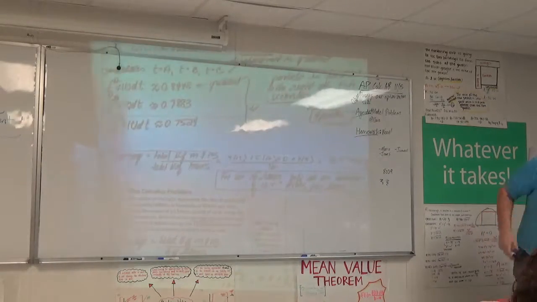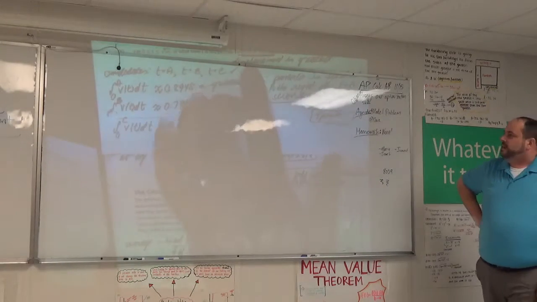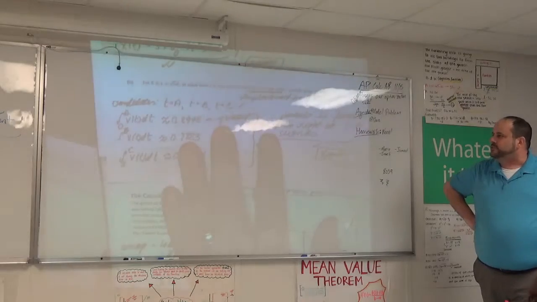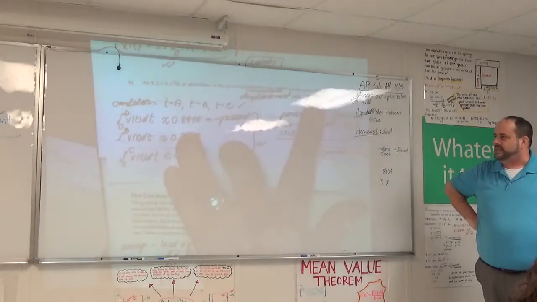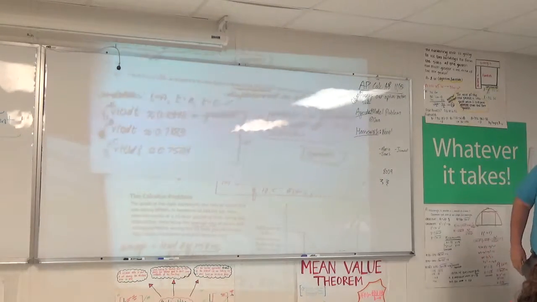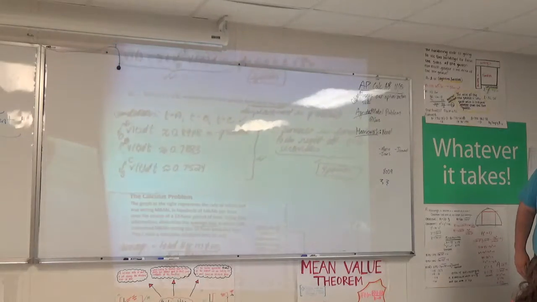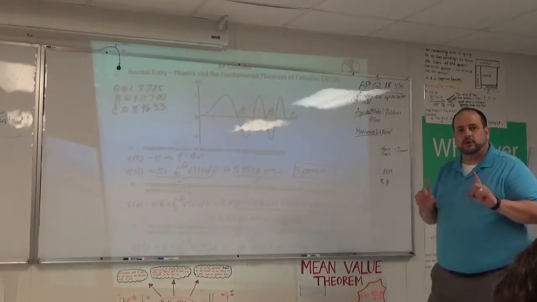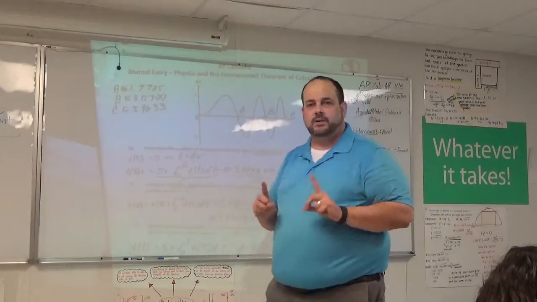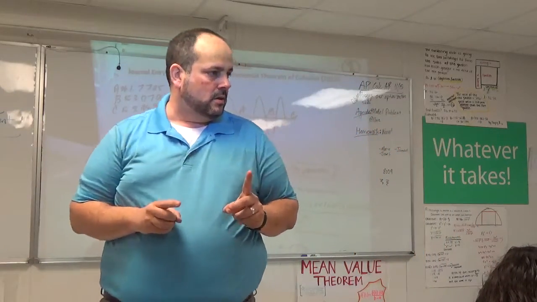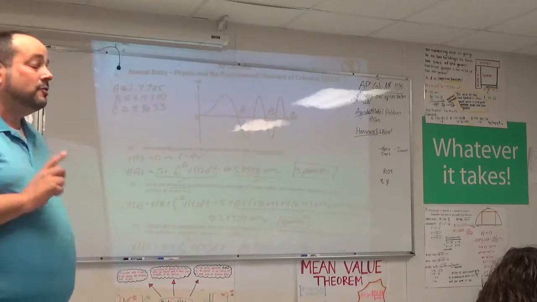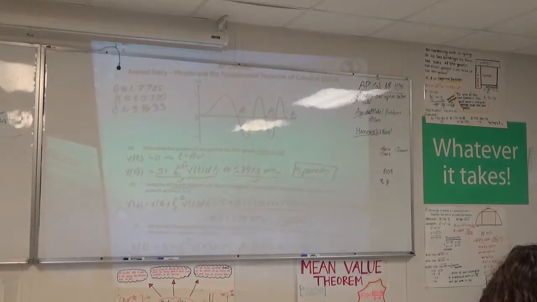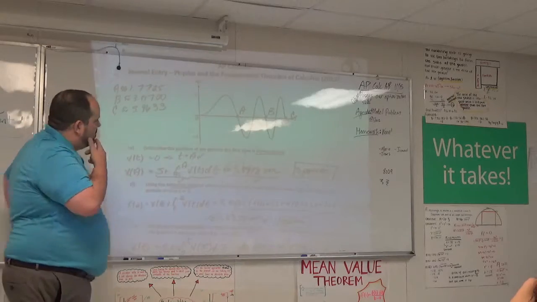When is the particle farthest to the right? Farthest to the right means my position is greatest, or my displacement is greatest. I want to make sure we get this one right. Let's look at the graph. Where could you be farthest to the right? Based on the graph, where would you look and why?